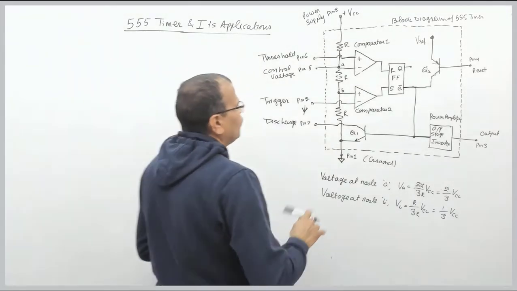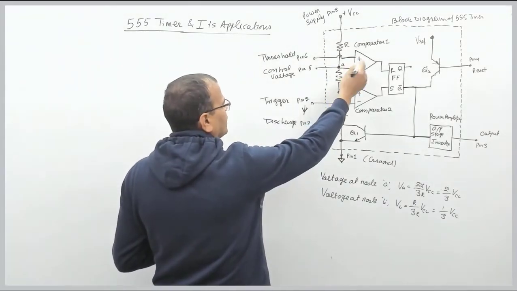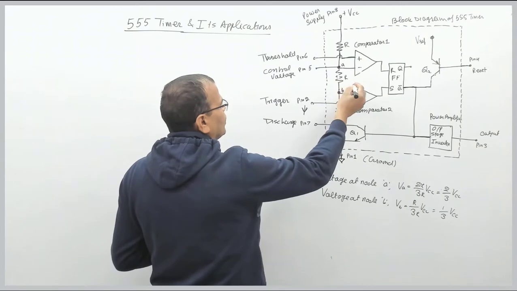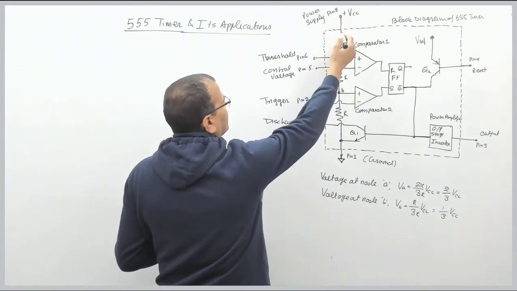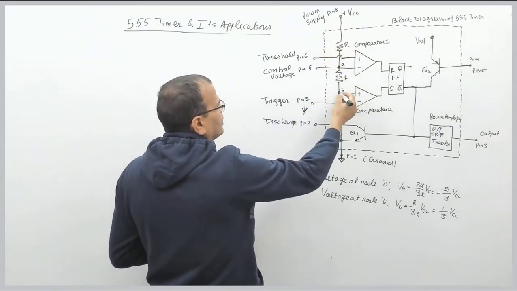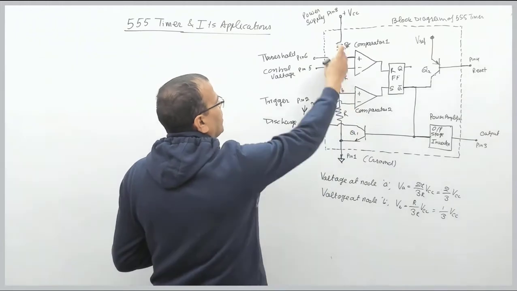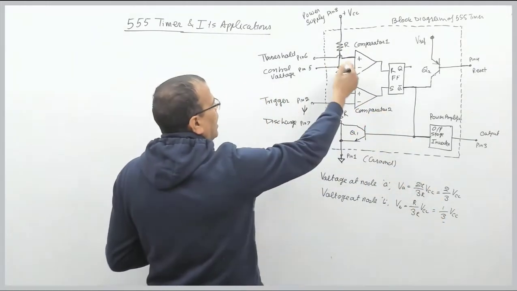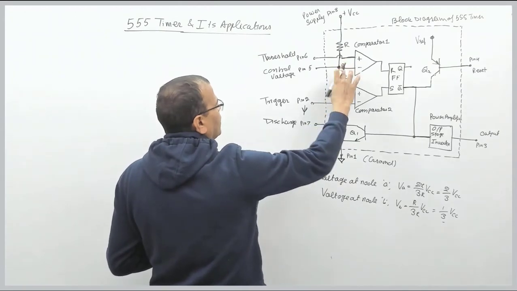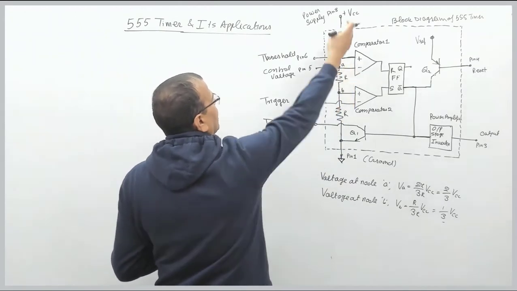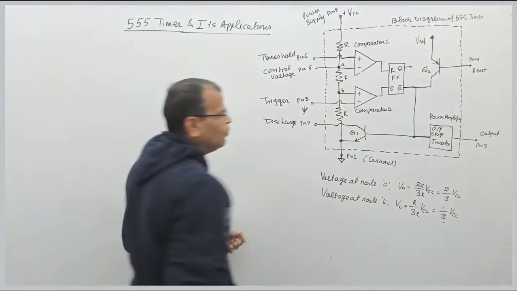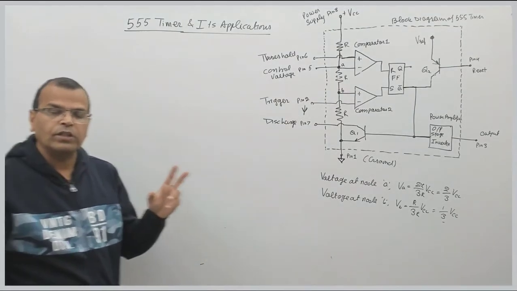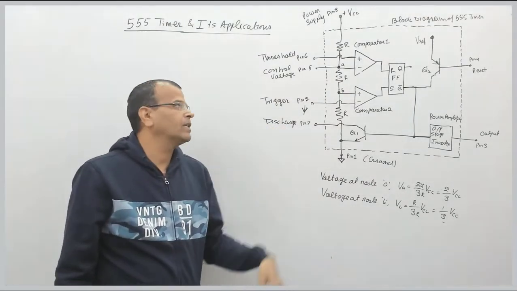Now the voltages at input of comparator 1 and comparator 2 are important. Please see, this is connected to supply. So voltage at node B will be R divided by 3R into VCC. So that is 1 by 3 VCC. And voltage at node A is nothing but 2R divided by 3R into VCC. That is 2 by 3 VCC. These two voltages are very important. We will see at a later stage.